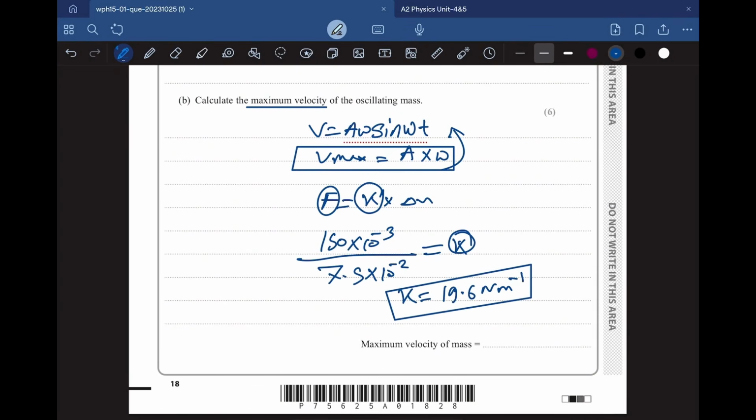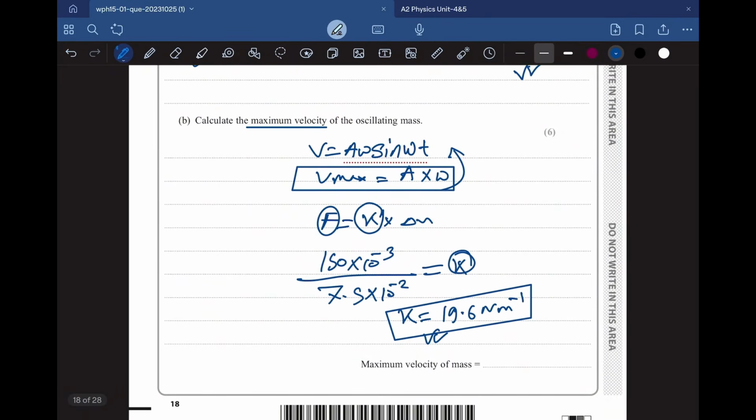As we have got our K value, we can use this K value to figure out our time period, and using the time period we will get our angular velocity, which we can use to figure out the maximum velocity. Now let's do them right here.